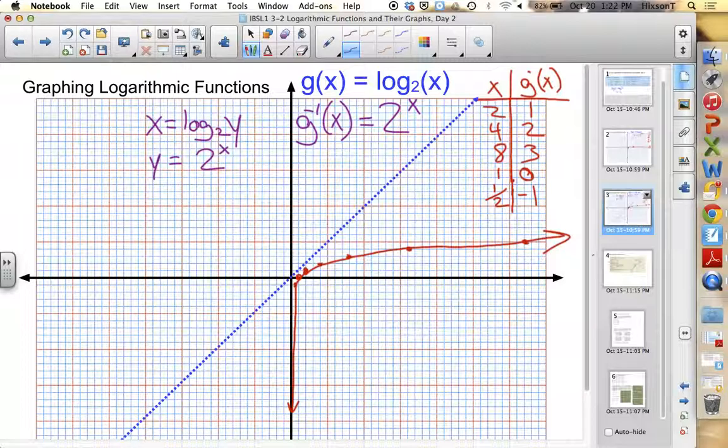Now, you guys already learned how to graph this. It always goes through the point 0, 1. I have other points: 1, 2; 2, 4; 3, 8; 4, 16; 5, 32. -1, 1/2; -2, 1/4; -3, 1/8; and so on. Well, look at this.